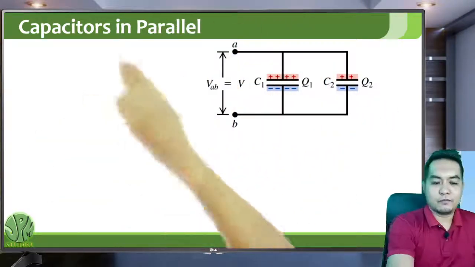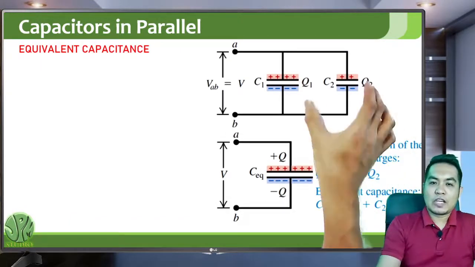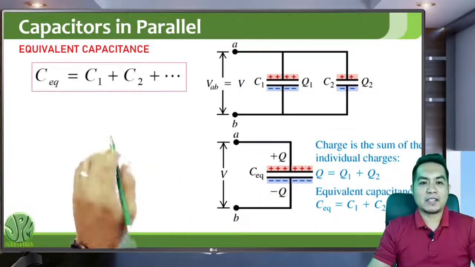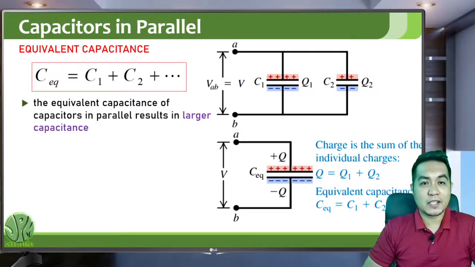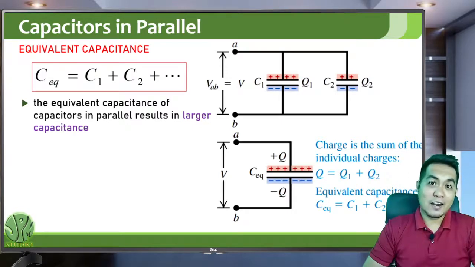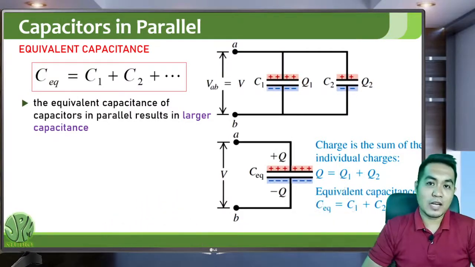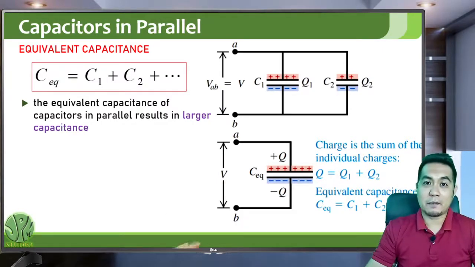And you can have a parallel connection for more than two capacitors. Capacitors in parallel can be converted into an equivalent capacitor, and the equivalent capacitance is just the sum of all their capacitances. Consequently, the equivalent capacitance of capacitors connected in parallel is larger. For example, if you only have capacitors with very small capacitance values and you want a large capacitance value, you connect them in parallel to have a larger capacitance. So that's the main purpose of connecting in parallel.